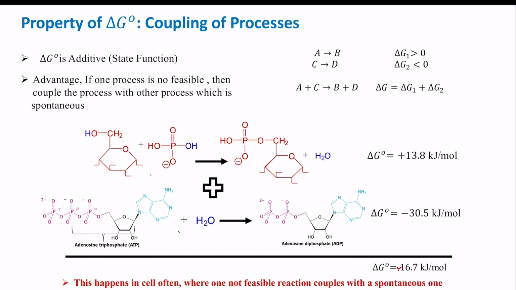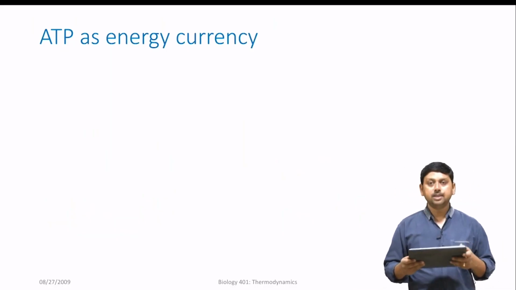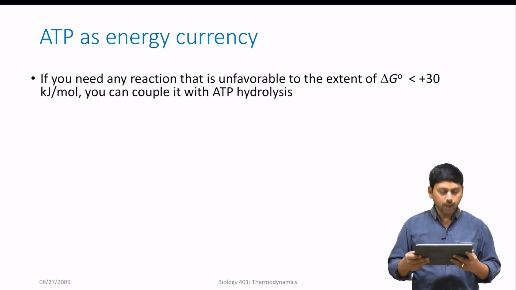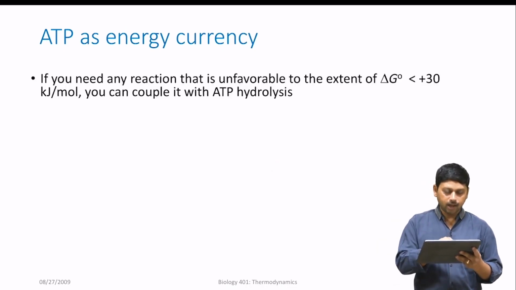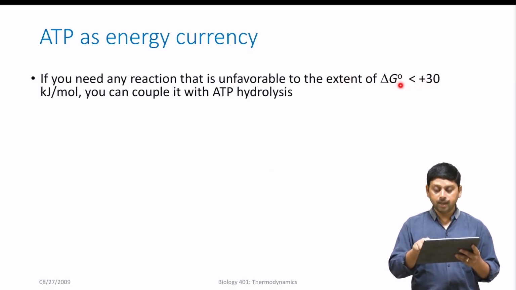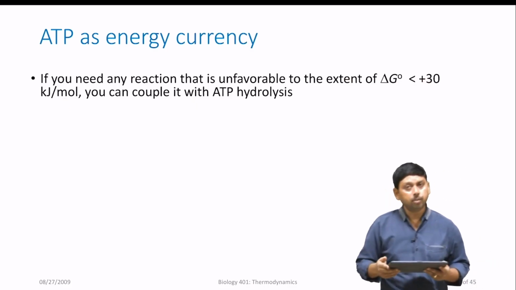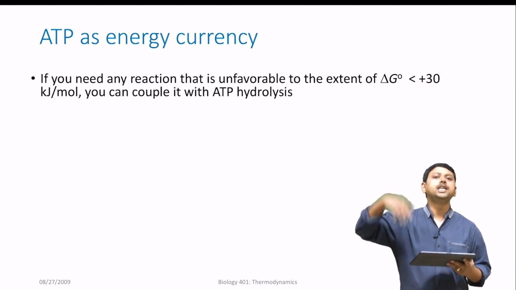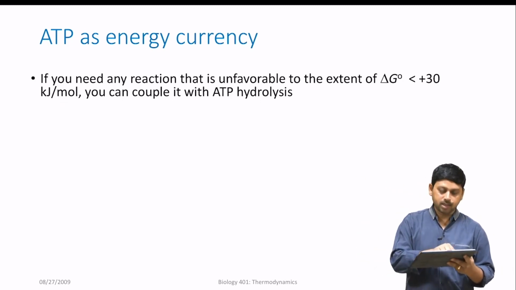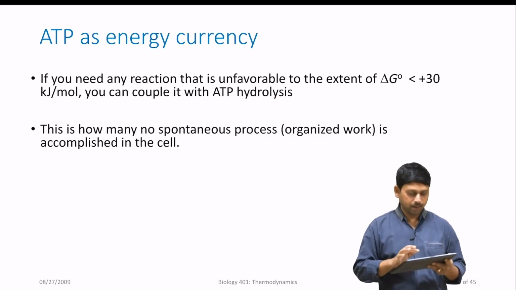This happens in the cell all the time, where one non-feasible reaction couples with a spontaneous one. That is why in our body ATP is used as an energy currency. So, if there is any reaction that is unfavorable to the extent of delta G being less than 30 kilojoule per mole. If it is unfavorable by more than 30 kilojoule per mole, it will be difficult, but if it is unfavorable by 20 kilojoule per mole, then you can always couple it with ATP hydrolysis, and therefore, ATP will be able to supply that energy for the process to happen.